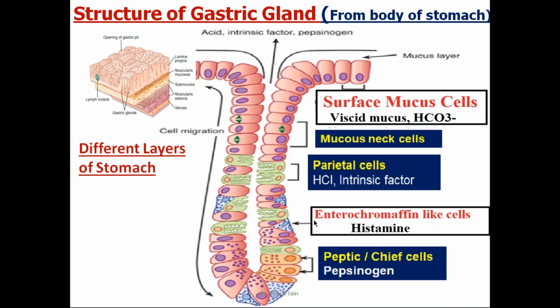Another cell which you can see here is the enterochromaffin-like cell. This cell is secreting histamine, right? So this is secreting another substance which is known as histamine, which again is a very potent stimulus for gastric acid secretion.